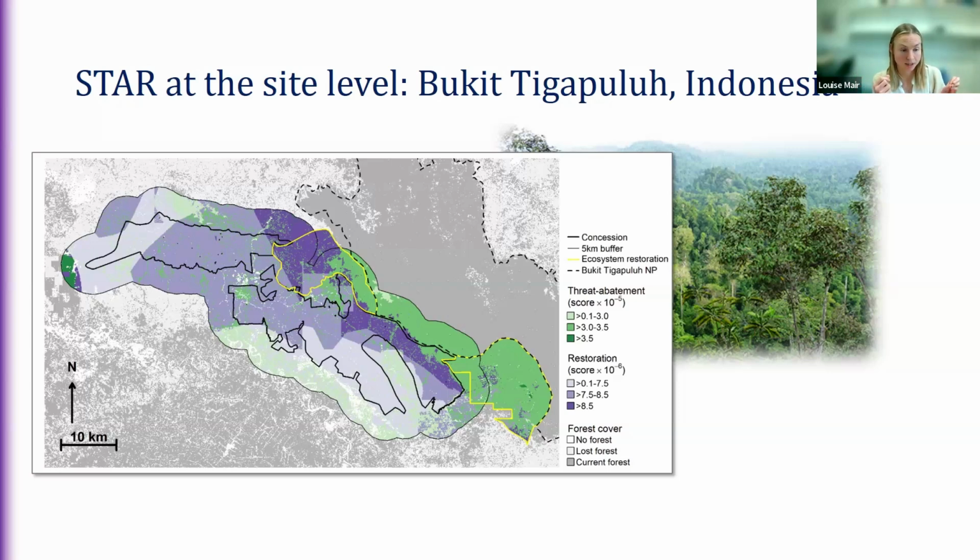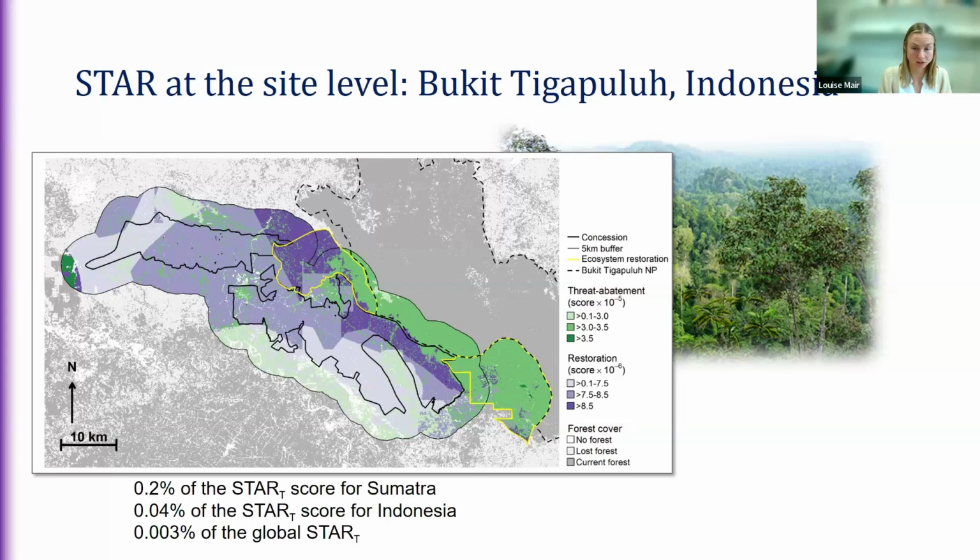The purple is showing the restoration score. So this is where that natural forest has been lost, and in this landscape it's largely due to conversion to agriculture. And where you have a darker purple, you've got greater potential for habitat restoration activities to reduce species extinction risk. What's nice about getting down to the landscape level is that we can demonstrate how STAR is scalable.